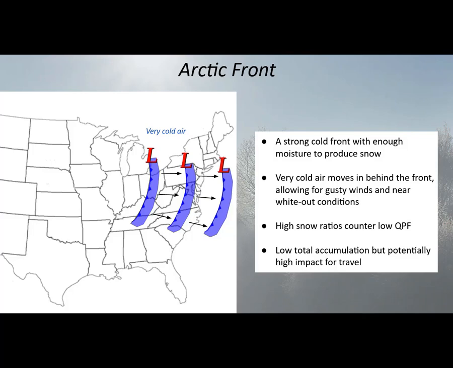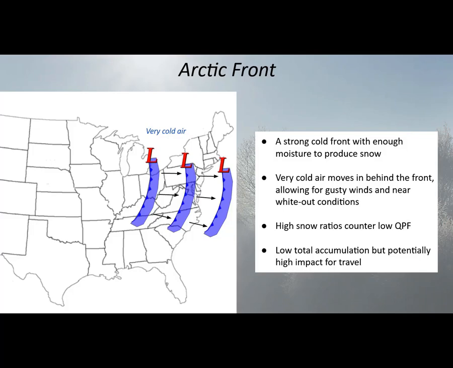But we also have Arctic fronts. With an Arctic front, it's a cold front that moves across the area with very cold air moving in behind the front, allowing for gusty winds and near whiteout conditions. High snow ratios counter the low QPF, which results in higher snow equivalents. By that, I mean to say that 1/10 of an inch of moisture generally results in 1 inch of snow. But in Arctic fronts, 1/10 of an inch of moisture results in more like 1.5 to 2 inches of snow, or a 15 to 20 to 1 ratio.